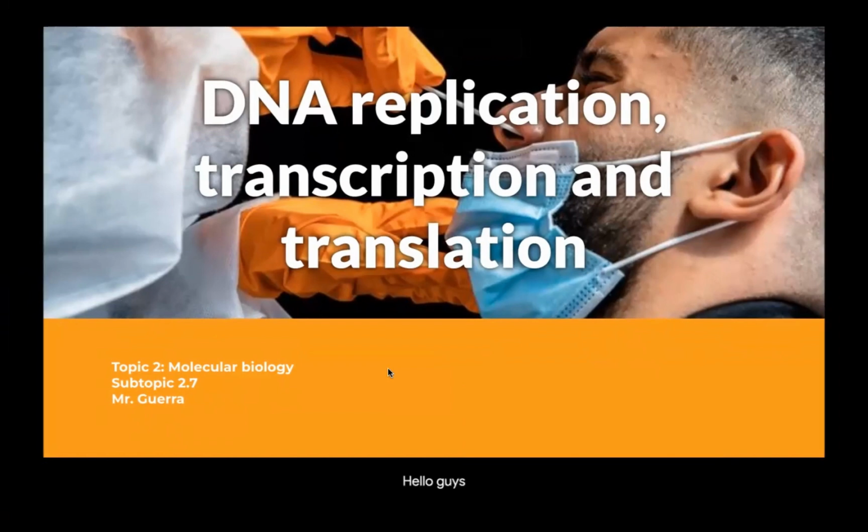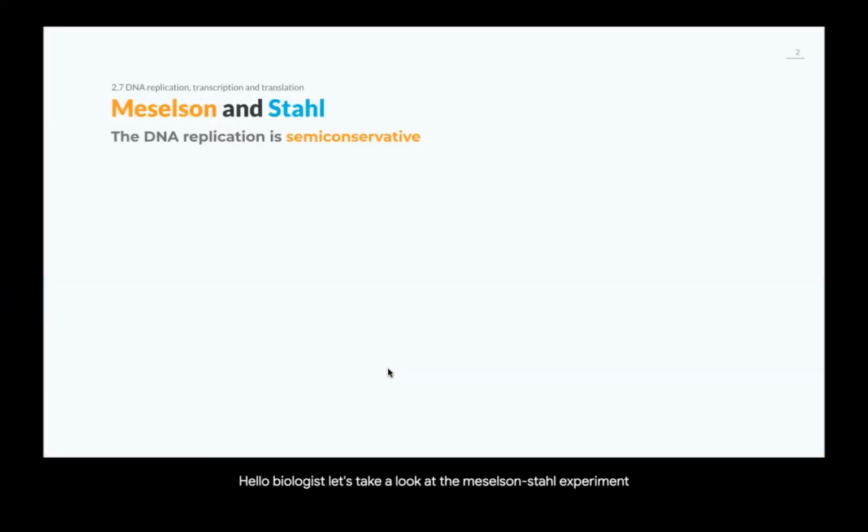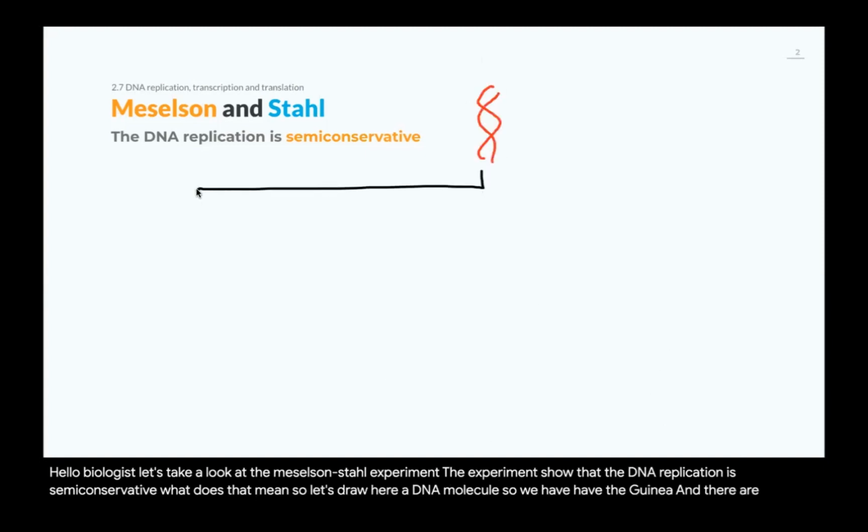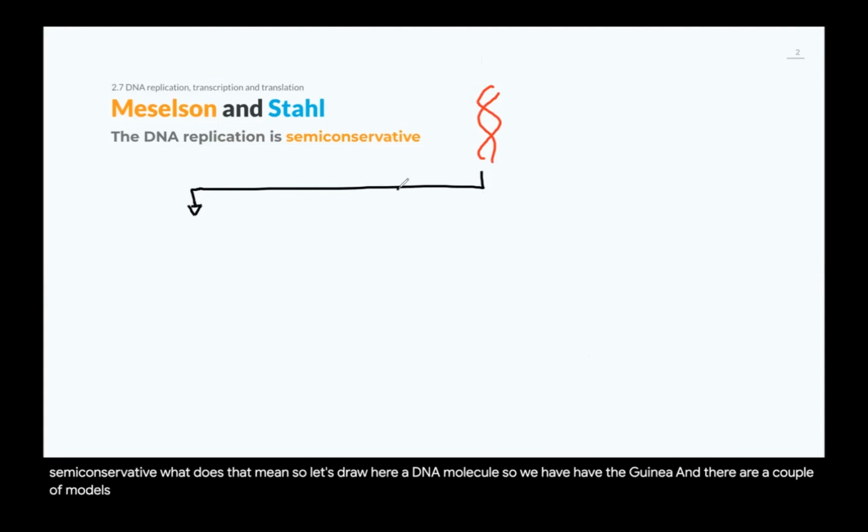Hello, biologists. Let's take a look at the Meselson-Stahl experiment. The experiment showed that DNA replication is semiconservative. What does that mean? Let's draw a DNA molecule here. There are a couple of models to describe how DNA replication happens, right?